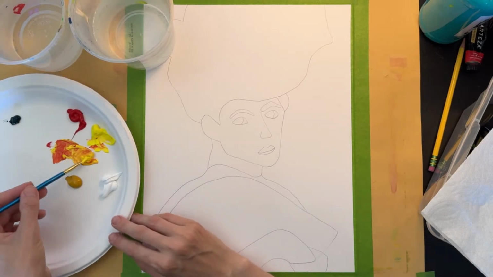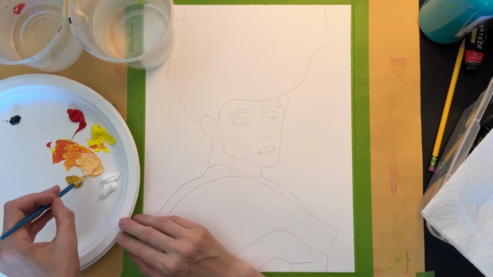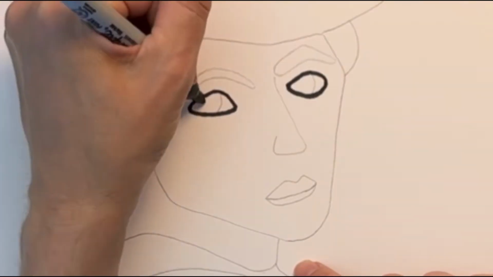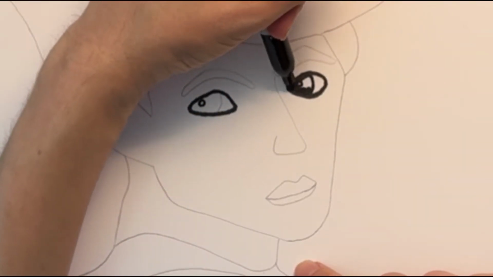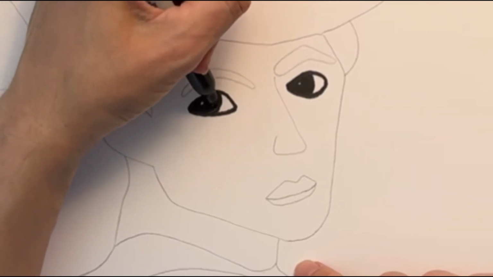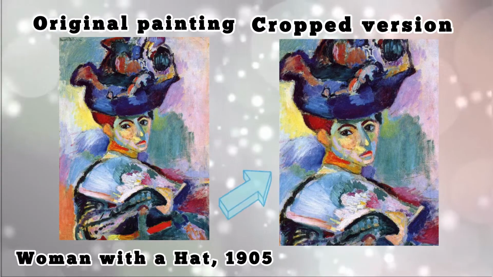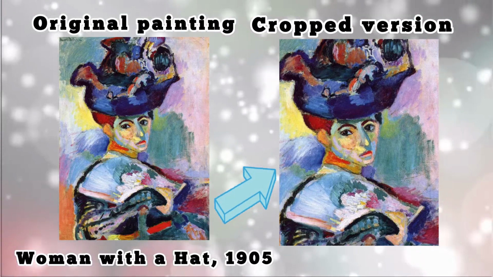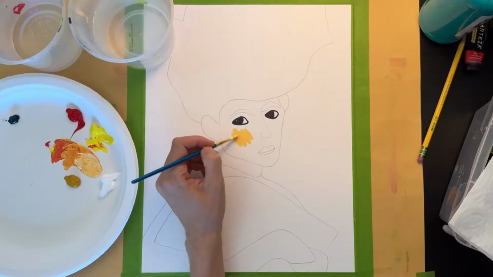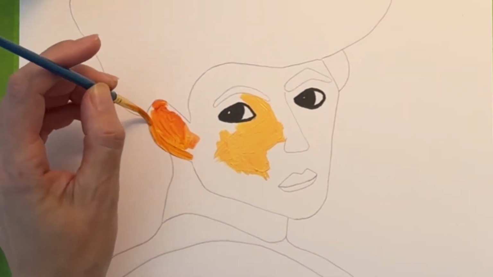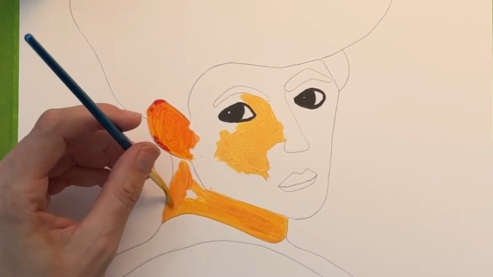I'm using red, yellow, and white to mix up some orange paint. Whoops, I forgot. Before painting, you may want to grab a black Sharpie and color in the eyes because this is easier than painting them. Just FYI, I'm actually painting a cropped version of the original, as you can see here. Starting with shades of orange, I'm using a small brush to add patches of color that roughly match what I see in the painting.